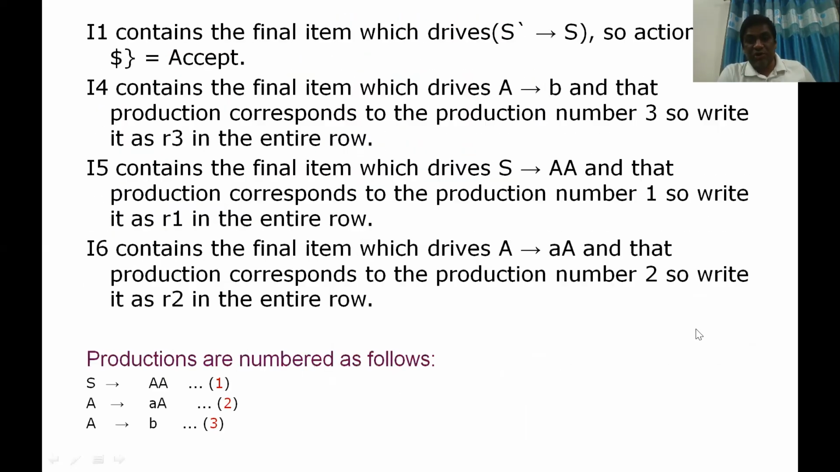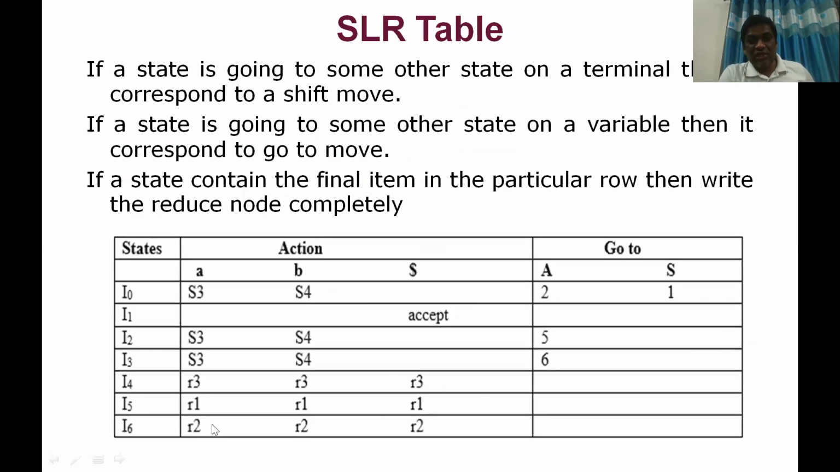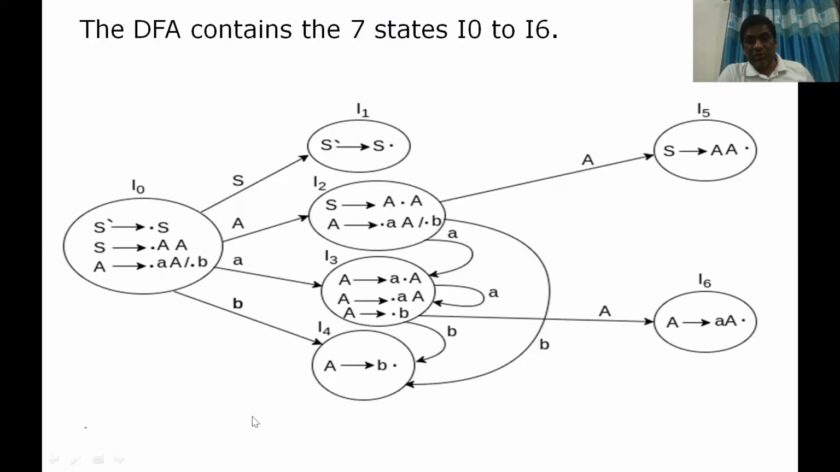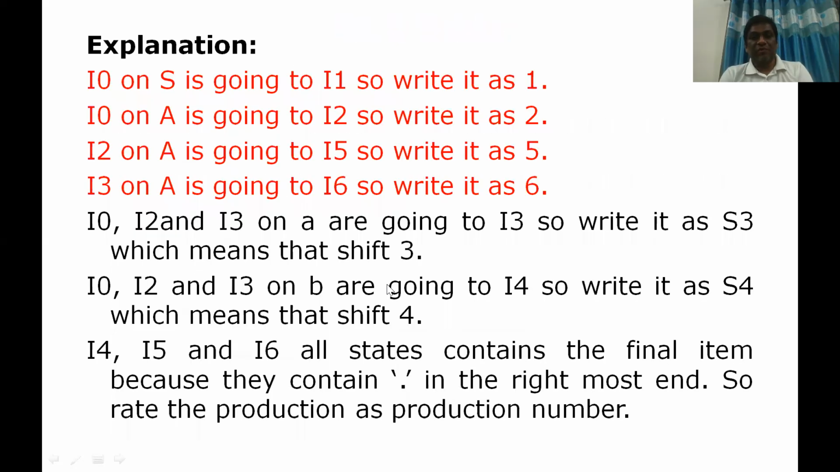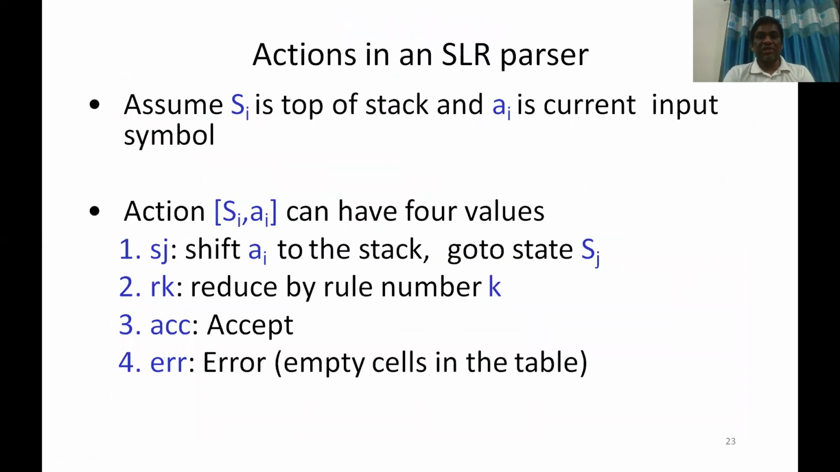We numbered these productions. S implies capital A is the first production. Capital A implies small a, capital A is the second production. Capital A implies B is the third production. With the help of this, we are using the production number to replace the reduction operation. So I6 is indicating the second production. Therefore, reduce it by the second production. That is I6, R2 on all these symbols. So once you fill this table, your parse table is ready.